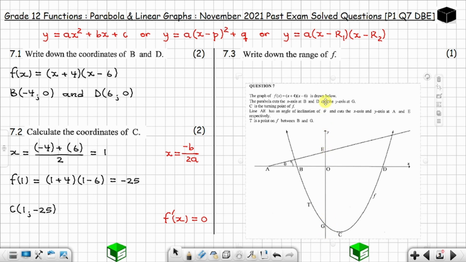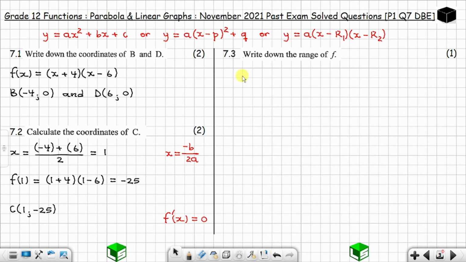When writing the range, you always start from the bottom to the top. When you take the domain, you start from left to right. Okay, the domain from left to right, and the range from the bottom to the top. So we start from there. Can you see the coordinates of C, which is the turning point, are 1 and negative 25. So you know that at y you have negative 25. So you start from negative 25 all the way to positive infinity.